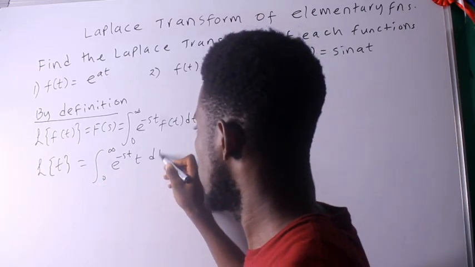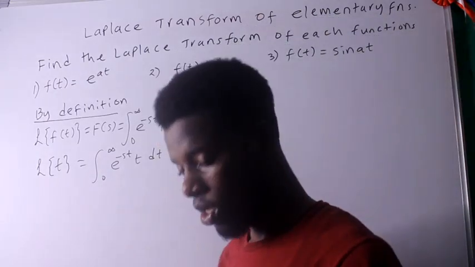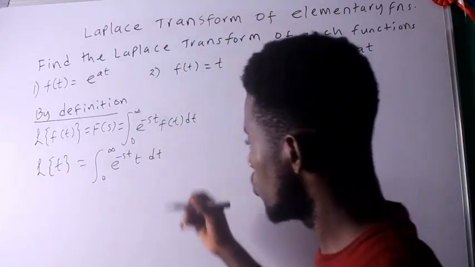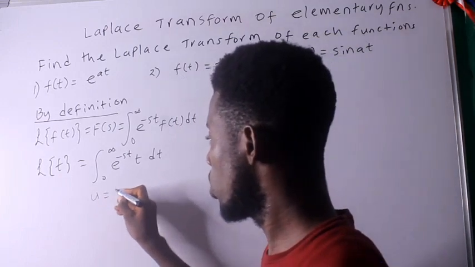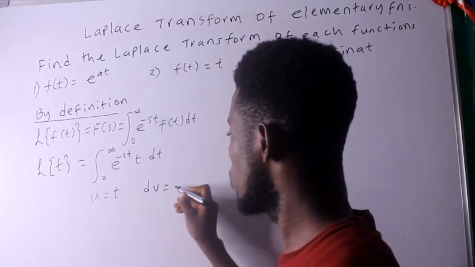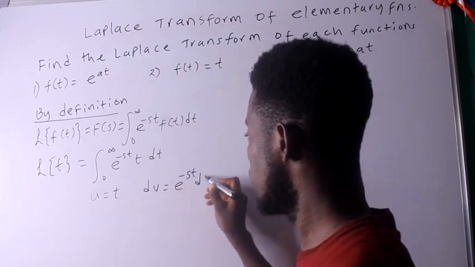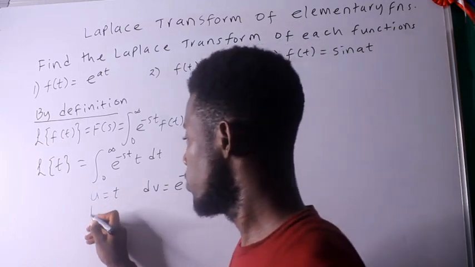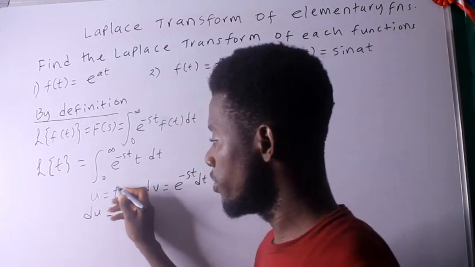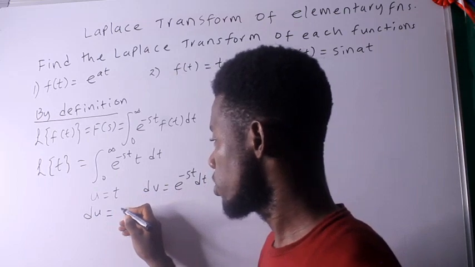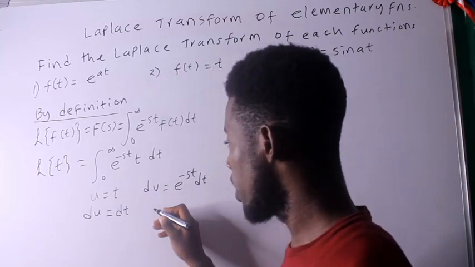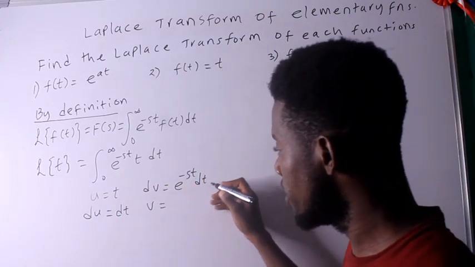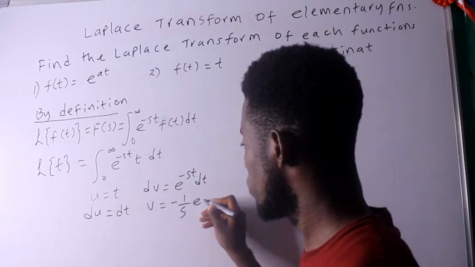So t dt. To evaluate this integral, we are going to use something called integration by parts. So to use integration by parts, we say let u equals t and let dv equals e raised to the power of minus st dt. We are going to differentiate this side. We are going to integrate this side. So the derivative of u is du, and the derivative of t is just dt. We are going to integrate this side. The integral of dv is just v, and the integral of e raised to the power of minus st dt is minus 1 over s e raised to the power of minus st.